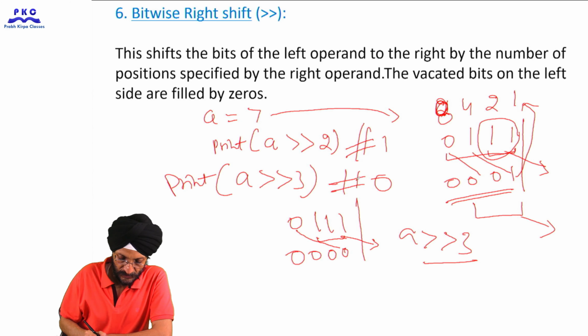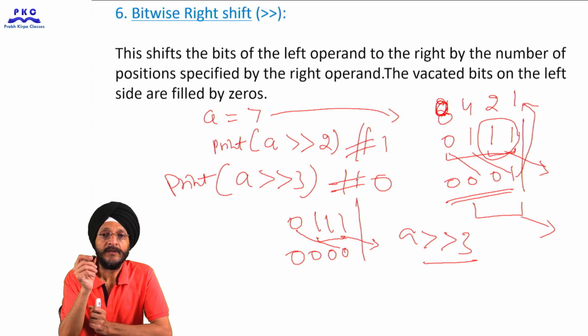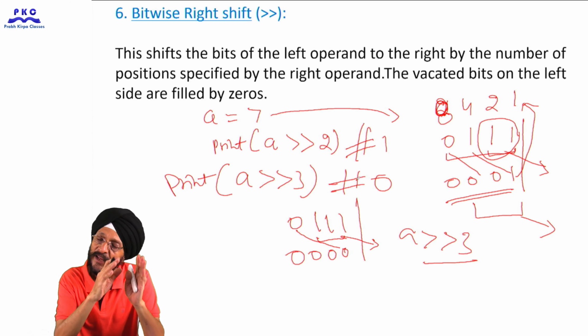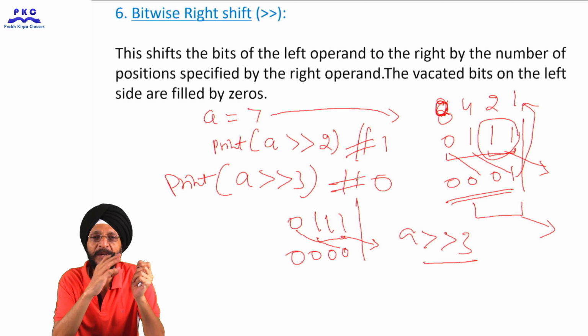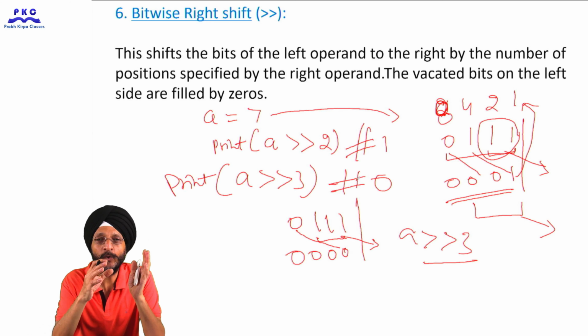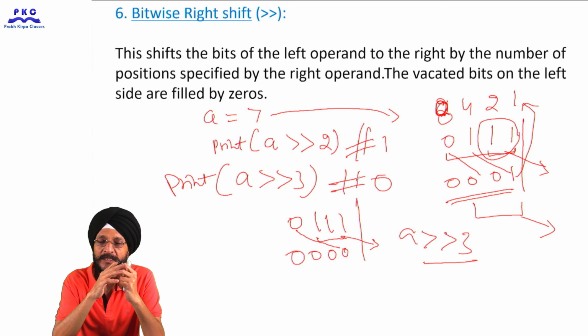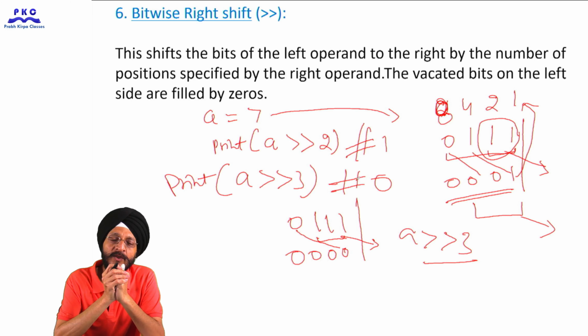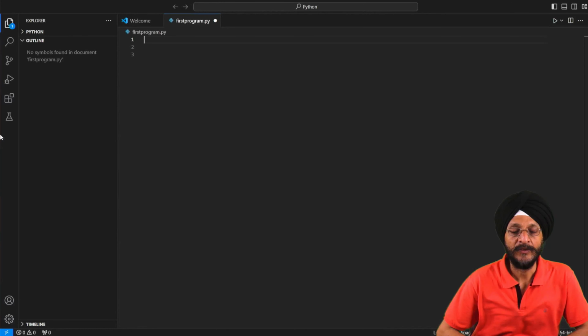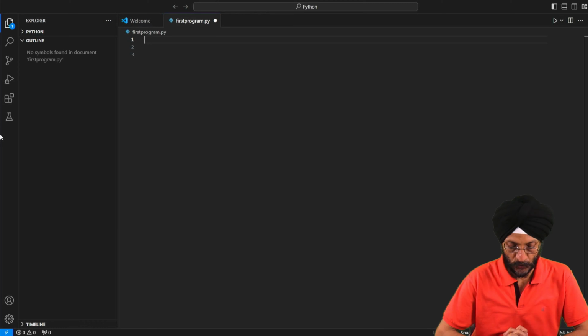So now we will discuss, we have now so far discussed all the bitwise operators in detail. Now we will do practice of these bitwise operators on code editor, that is Visual Studio Code. Now we will do the practice of bitwise operators on Visual Studio Code.